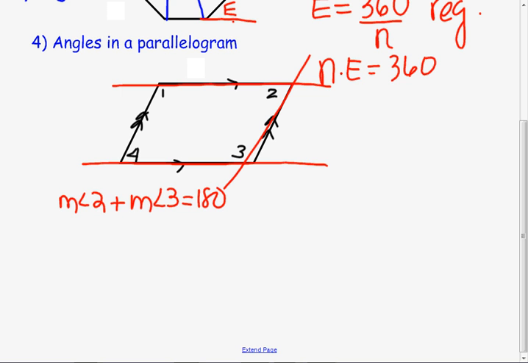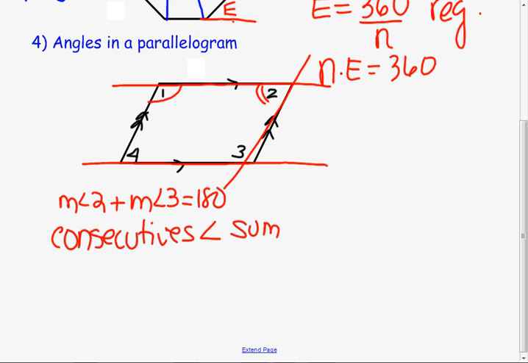What about 1 and 2? Look at the picture. Obtuse, acute. They add up to 180. So consecutive angles, which means angles right next to each other, sum to 180.